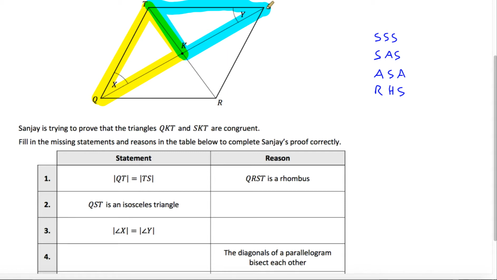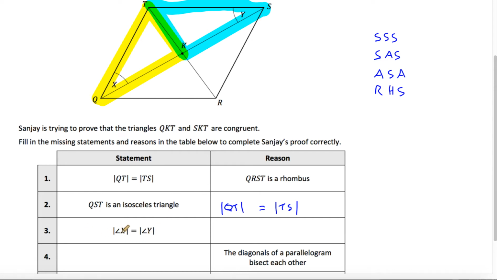So Q to S to T, so the big triangle here that I'm tracing, this is isosceles, and the reason for that is that this side here, QT, is the same as TS. That's the reason. The length of QT is equal to the length of TS. So that makes it isosceles.